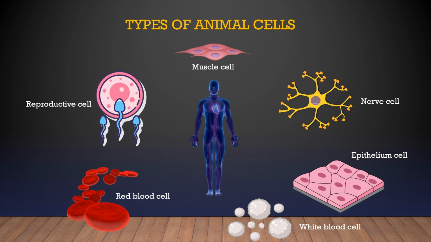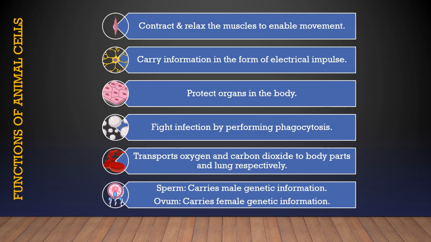Alright students, we already learned how cells are the basic unit for the formation of an organism. Now we're going to understand the function of each type of animal cell. Recalling back, we have a total of 6 main types of animal cells, which are the muscle cell, nerve cell, epithelium cell, white blood cell, red blood cell and reproductive cell. Now let's see the function of each type of cell.